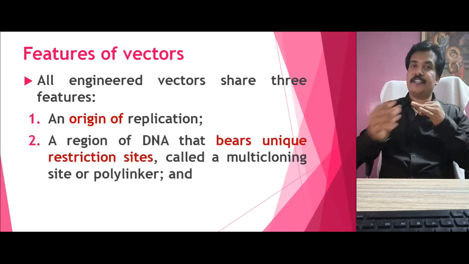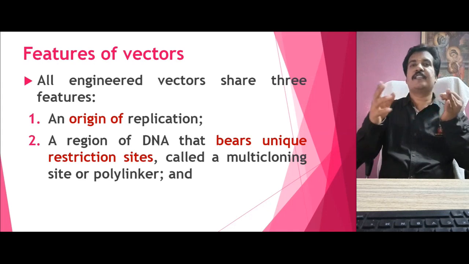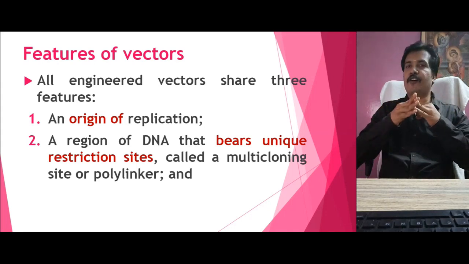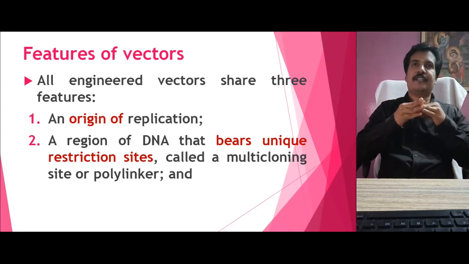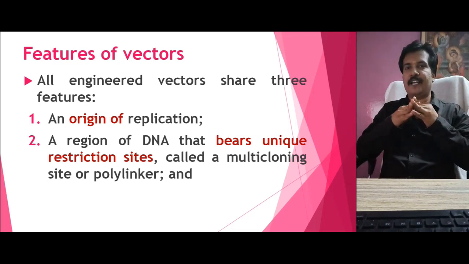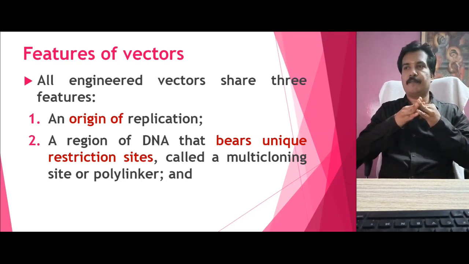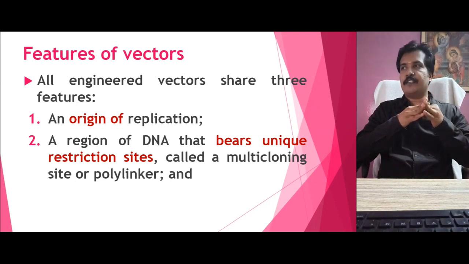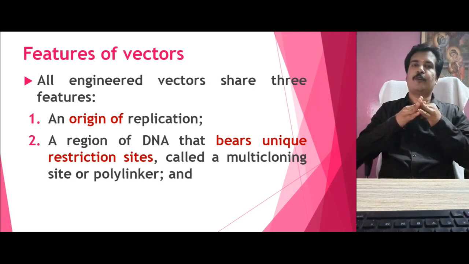Second, it needs various restriction sites where we can insert the foreign DNA. Generally the restriction sites are present, or the vector is modified so that they can be attached. These restriction sites are generally attached from outside as polylinkers, otherwise called multiple cloning sites.